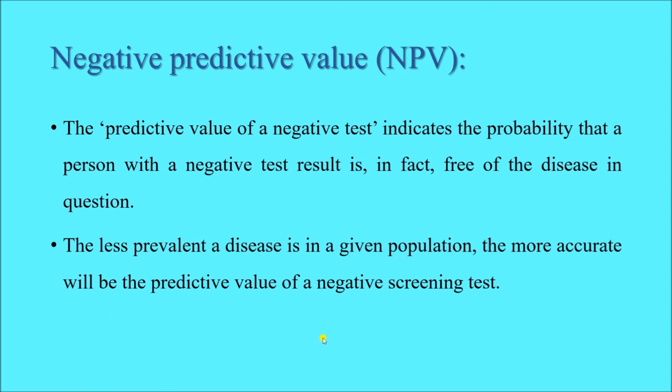The less prevalent a disease is in a given population, the more accurate will be the predictive value of a negative screening test. So this is basically the opposite of positive predictive value, where if the prevalence increases, positive predictive value also increases. But in the case of negative predictive value, if the prevalence of the disease decreases, then the negative predictive value increases.